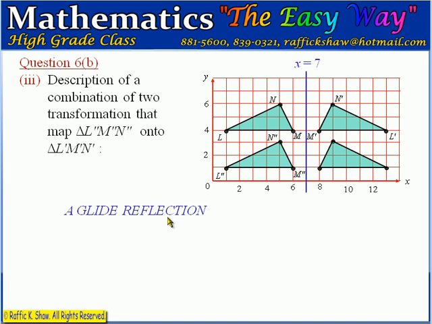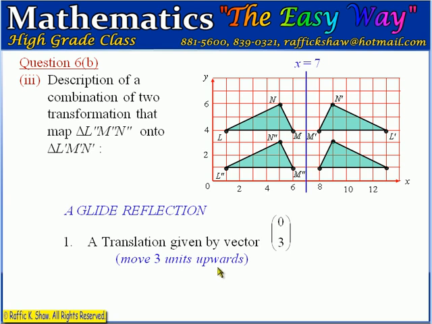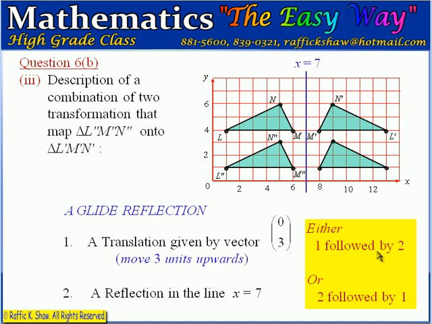Once we have a translation parallel to a mirror line in combination with a reflection in the mirror line, that transformation is called a glide reflection. And this is a breakdown of it. A translation parallel to the mirror line, in this case 3 units upwards, so this would be the translation vector: no units horizontally, but 3 units upwards. And the second transformation would be a reflection in the line x equals 7, and that's our glide reflection, a combination of two transformations.